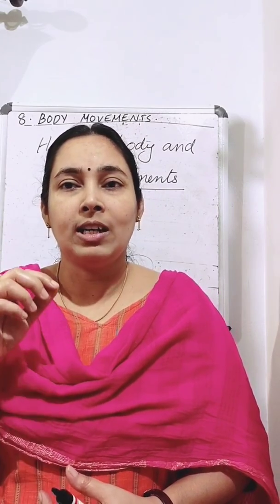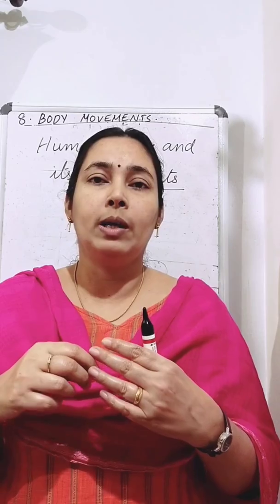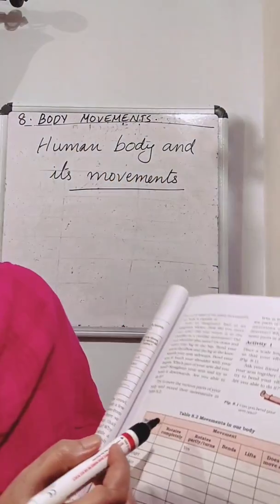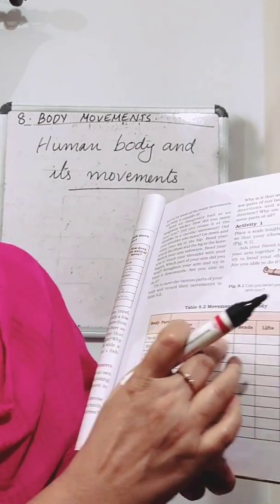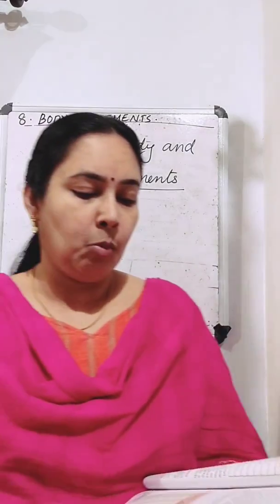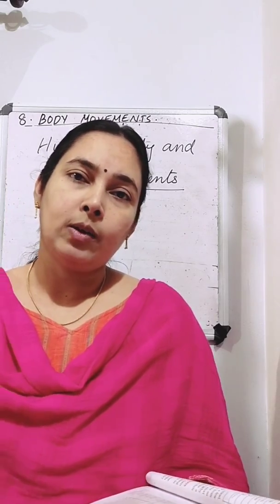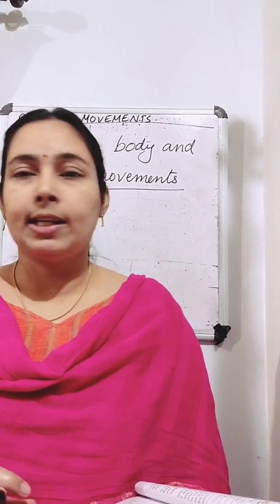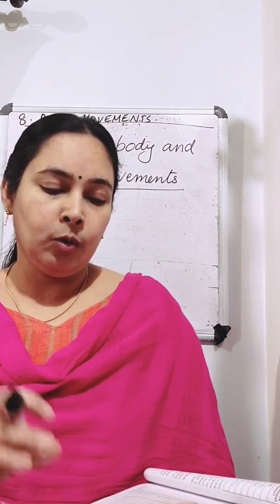So you try to move the various parts of your body and record those movements in the table given in your textbook. There is a table 8.2 in your textbook. Body parts are given. Rotates completely: which part can you rotate completely? You can rotate your arm. Rotates partially: we can rotate our neck partially. Like that you fill it.